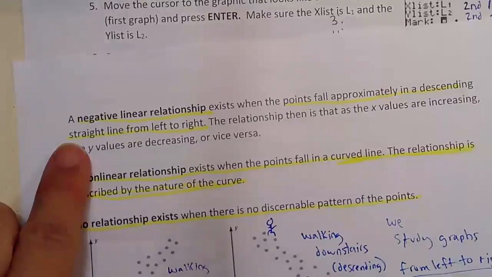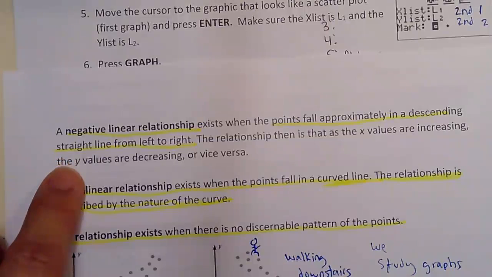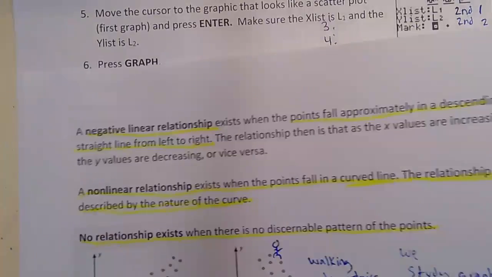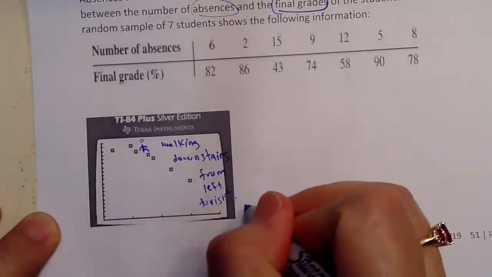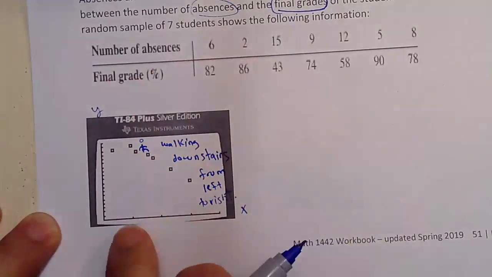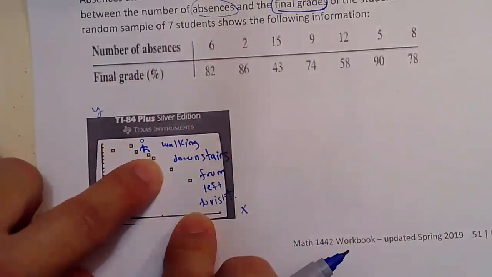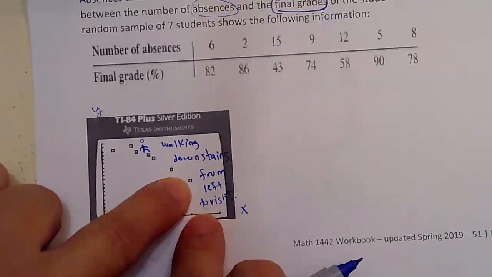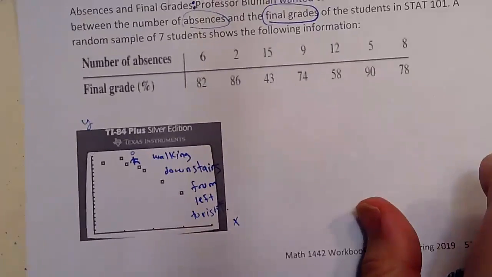So a negative linear relationship exists when the points fall approximately in a descending straight line from left to right. It says that as the x values are increasing, as the x's get bigger, the y's tend to decrease. This is your x-axis, this is your y-axis. So as the x increases, the points seem to be decreasing, is what that says. Then at the end I'll write that up.